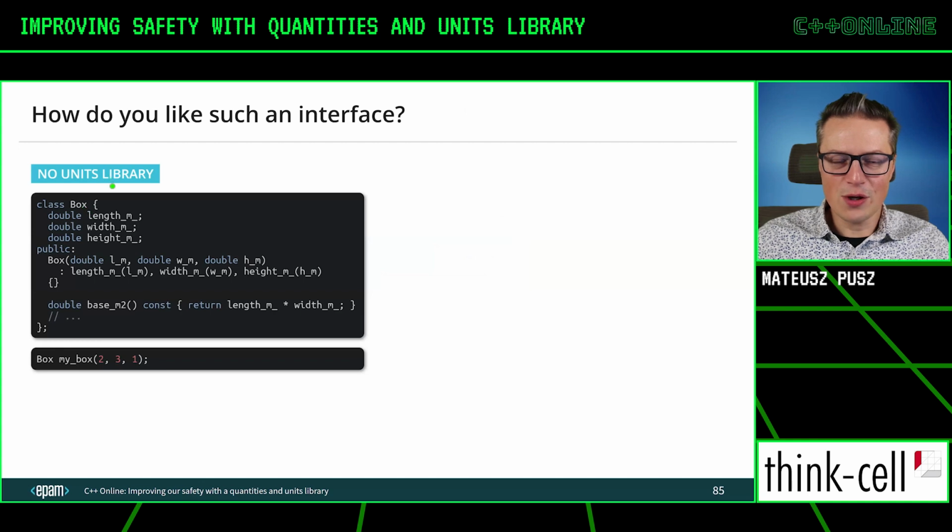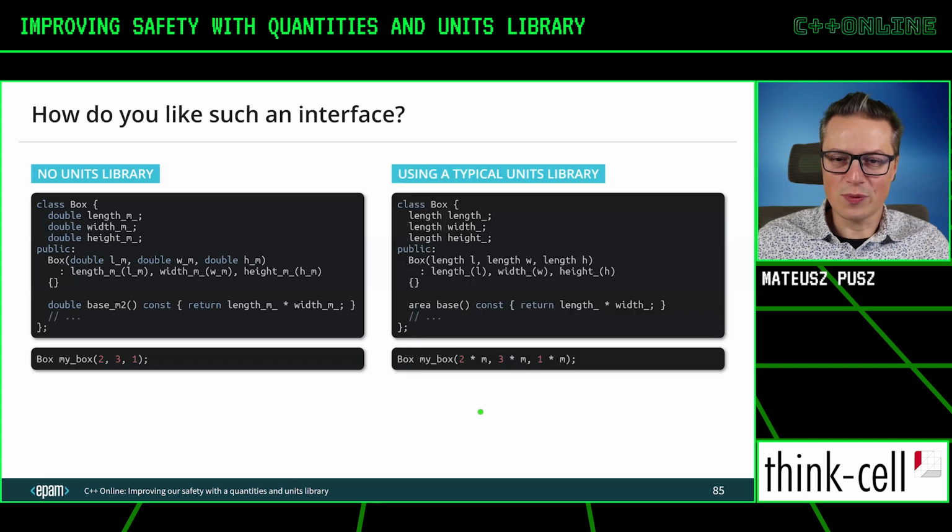If you're not using any library, you'll write something like this: length in meters, width in meters, height in meters, and provide the constructors for length, width, and height. Then you have something like base in meters squared, and you provide 2, 3, 1. This is unsafe, right? But for every other physical units library on the market, the solution looks like this one: length, length, length, and maybe area is a strong type here as length times width. But the same error may happen.